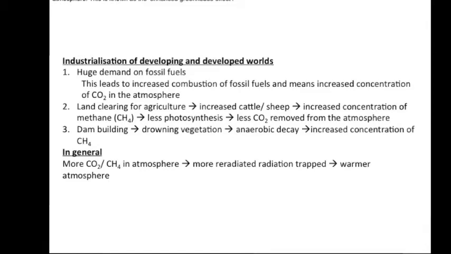As the vegetation that's being drowned has no access to oxygen, it undergoes anaerobic decay instead of aerobic decay, and this then builds in the decaying process. This then produces methane. That methane is a gas and it gets released into the atmosphere. So in general, we're talking about more CO2 and CH4 and a warmer atmosphere.